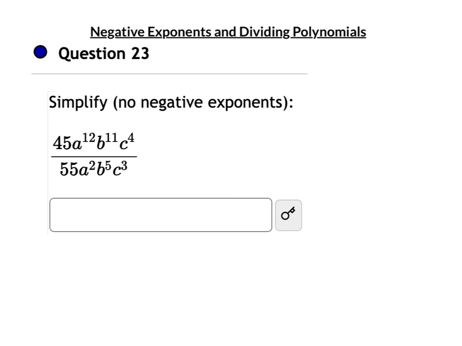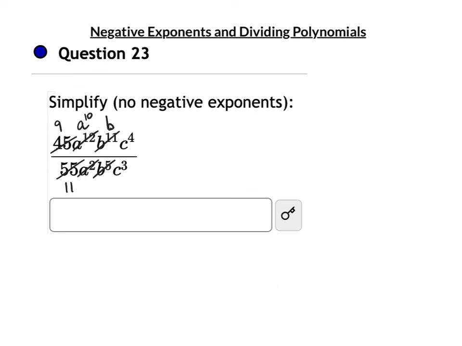And our last example, 45 and 55 are both divisible by 5. That's the common factor. Divide by 5, you get 11. Divide by 5, you get 9. Cancel 2 a's from each. A to the 12th will have 10 left. Cancel 5 b's from each.